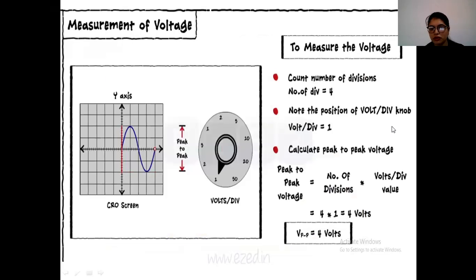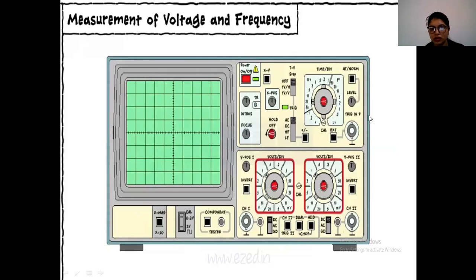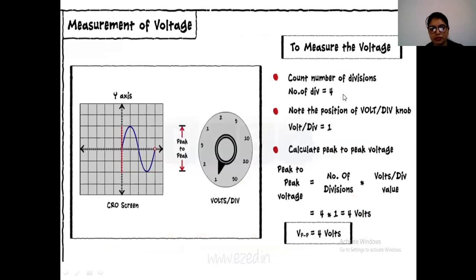Now we will discuss the function of this time per division switch and volts per division switch. Voltage can be measured by this volts per division switch and time can be measured by this time per division switch. Frequency can also be calculated from this time per division switch. Now, if we have this type of sine wave on the output screen, how would we calculate our voltage? So measurement of voltage is the topic: how to measure the voltage from this output waveform.